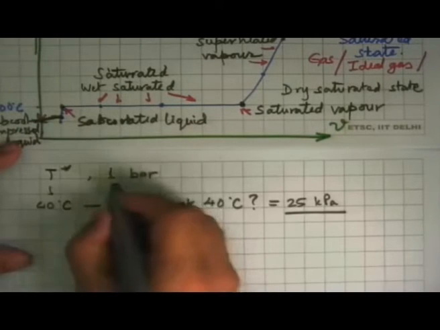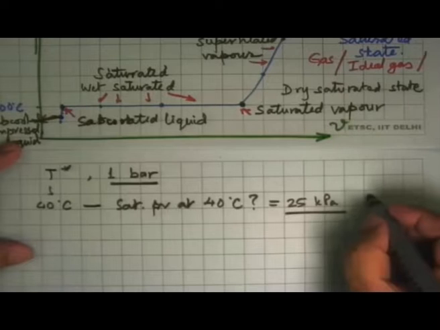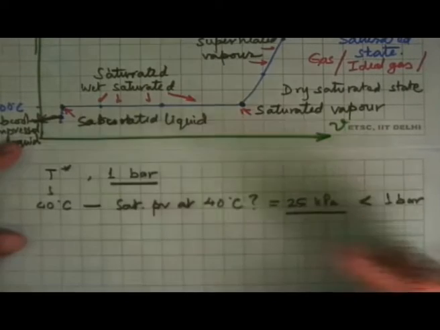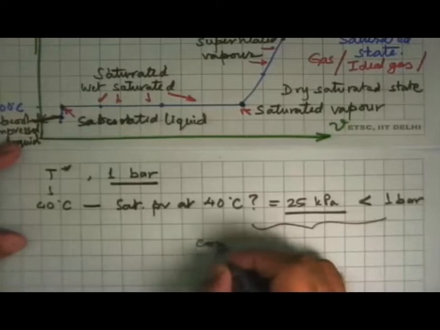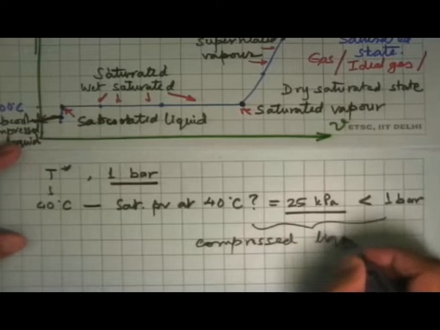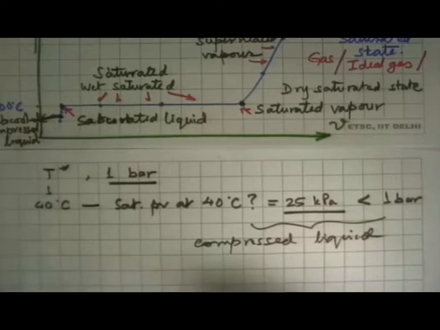Now we compare this and this. This is less than the actual pressure at which it is. That means you have compressed it, and that gives the name, same state, another name, compressed liquid. So compressed liquid and subcooled liquid mean the same thing. In one case we are comparing the temperature with the saturation temperature at the pressure. In one case we are comparing temperature with saturation pressure at that temperature. So that's a compressed liquid.